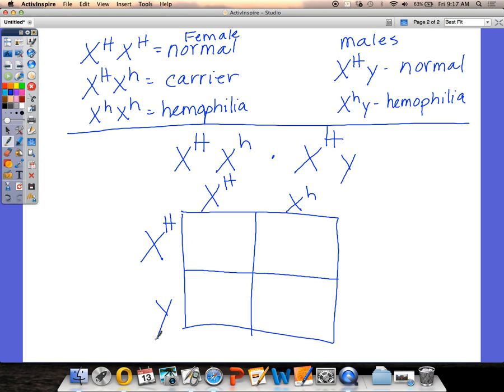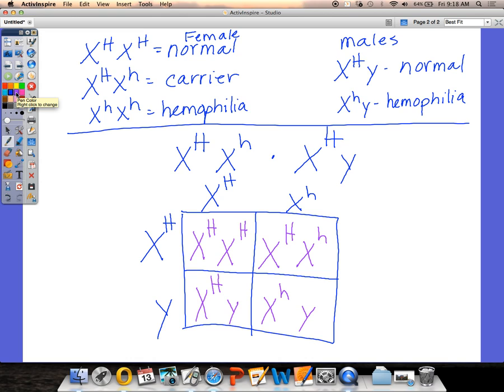Okay, so we fill in our boxes. We have X capital H, X capital H, and X capital H, X little h. So our girls are done. Go down to the next two boxes, X capital H, Y, and X little h, Y.